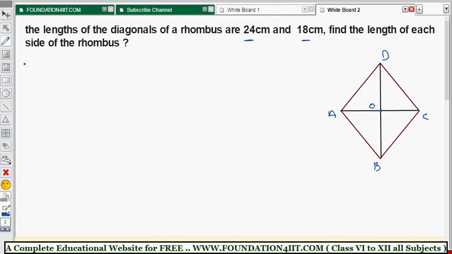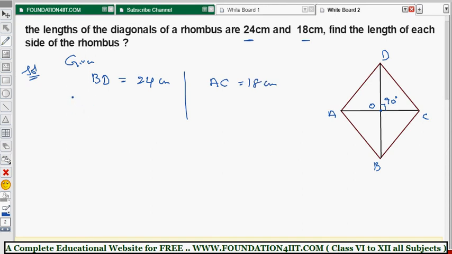If you observe the properties of the rhombus, the diagonals bisect each other at right angles. That means angle DOC is 90 degrees, and they will bisect also. In this question, BD is equal to 24 centimeters. This is given, and AC is equal to 18 centimeters.